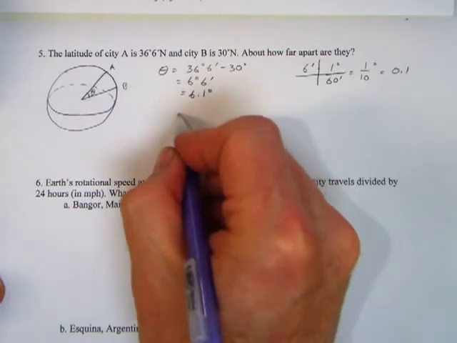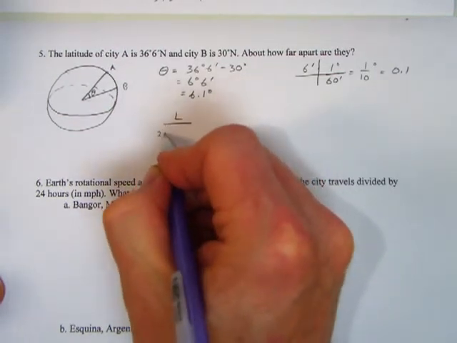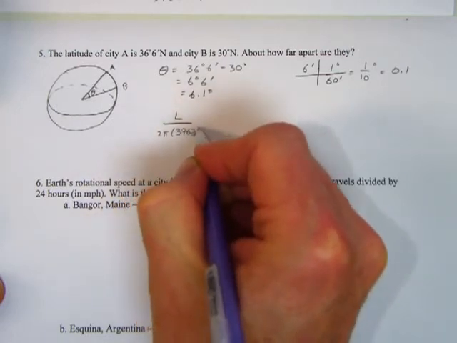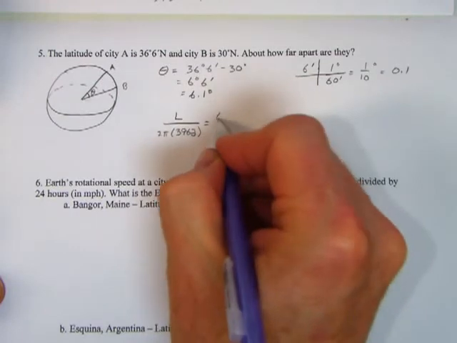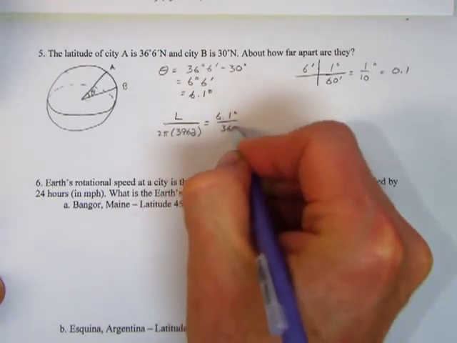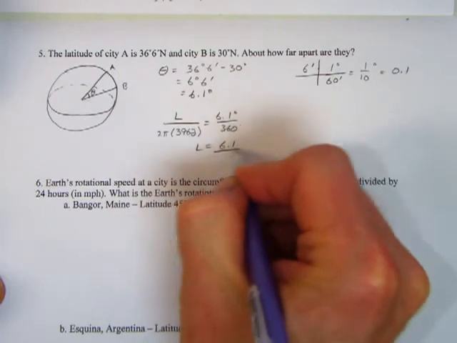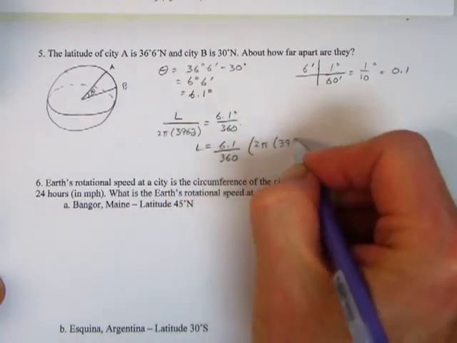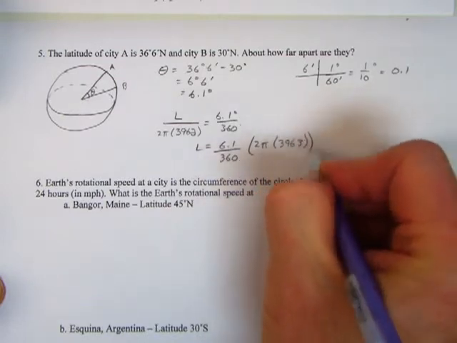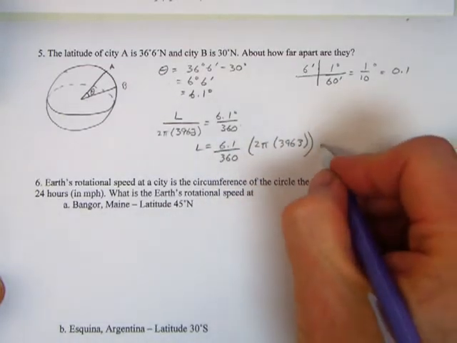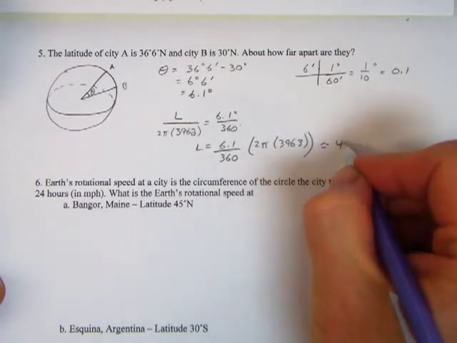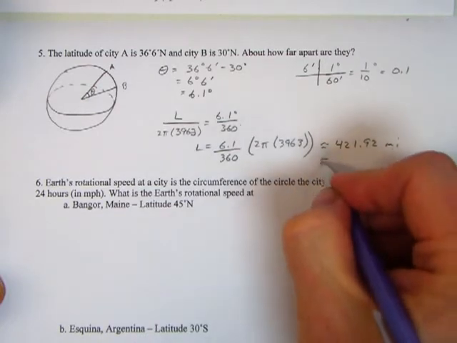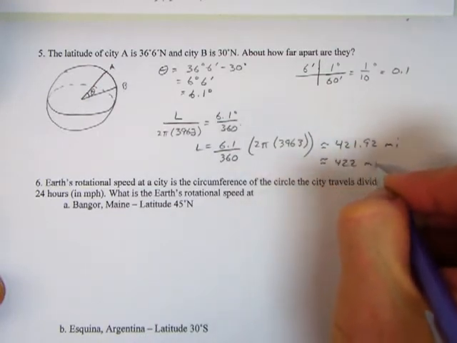Now we have L is to 2 pi times 3963 miles equals 6.1 degrees over 360 degrees, which is equivalent to saying what portion of the entire circumference do we want. Type that in on your calculator, and we get about 421.92 miles. So we'll go with 422.